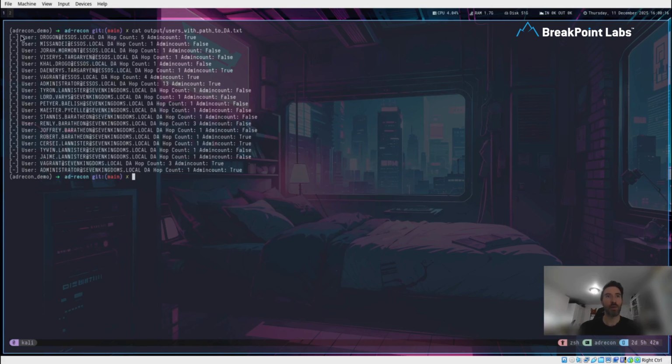And here we can see that we have quite a few different users pop up. Some interesting notes about this is it shows us the total number of hops needed to get to domain admin, as well as whether or not they have the admin count feature enabled on their account. We can see some of the users, such as Drogon or the built-in administrator account, all have the admin count feature turned on. They're essentially domain admins in and of themselves, but we see quite a few users that do not have this feature. So, for example, let's say Viserys Targaryen.